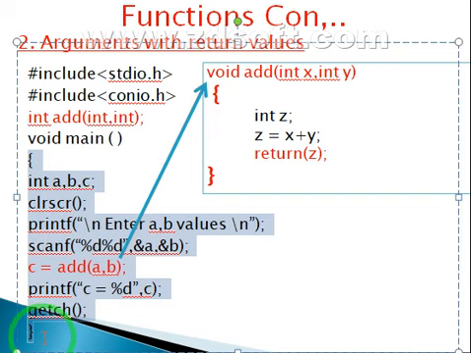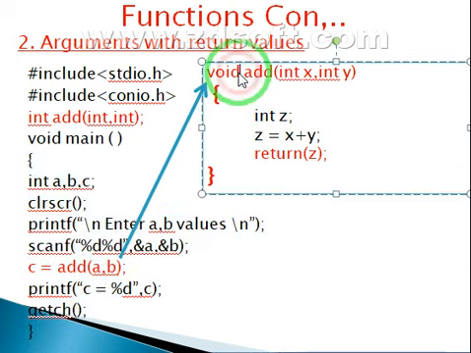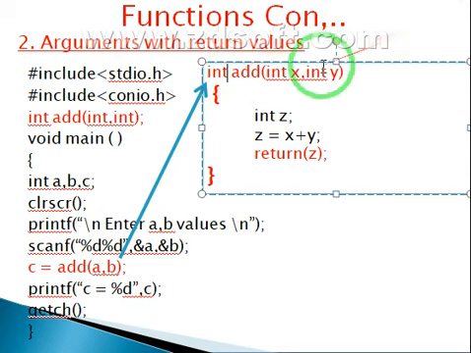So this particular A and B should not be accessed in the integer add function, okay? So that's why we are receiving the values 3 and 5 and storing them in another set of variables, x and y.